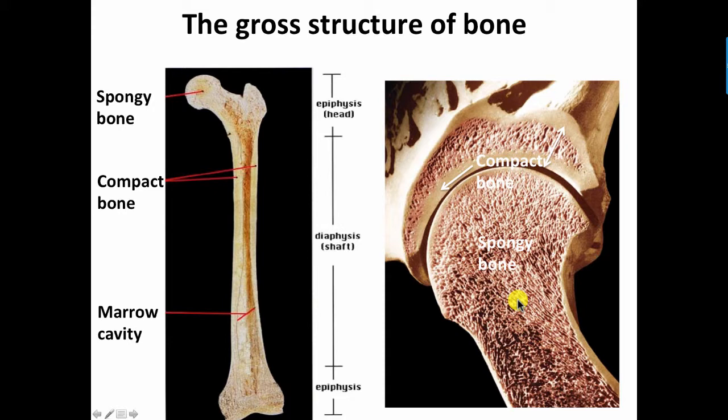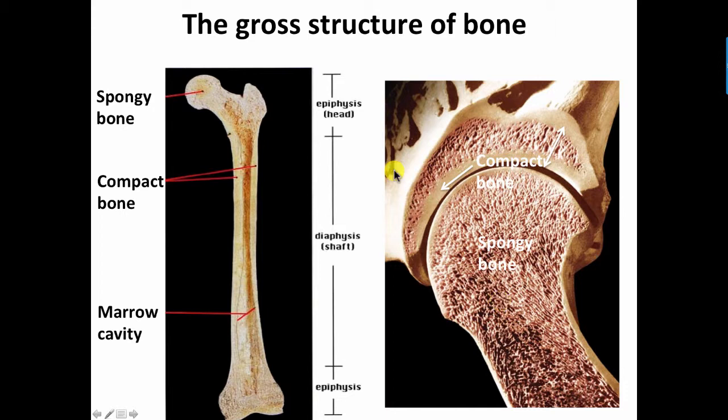And the reason for this is very obvious if you think about it. If the entire bone was made up of compact bone, it would be much heavier. And additionally, the spongy bone is where hemopoiesis occurs, where blood cell formation is carried on.